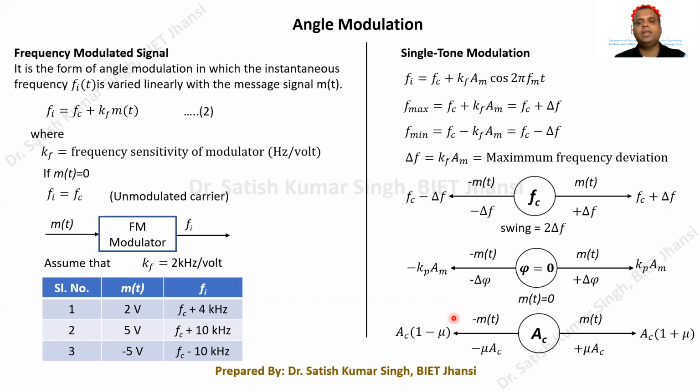So whenever we have the minimum magnitude of the message signal, the AM modulated wave attains the magnitude Ac(1 minus mu), and the maximum was Ac(1 plus mu). Similarly, we can also understand the variation of the frequency and the phase when we are changing the magnitude of the message signal. So now try to look at the time domain expression for the FM signal, the frequency modulated signal.